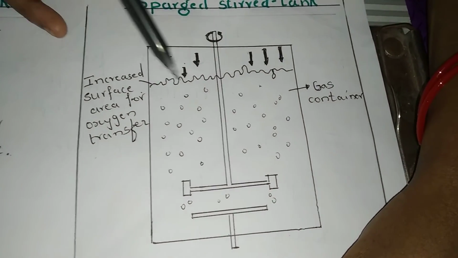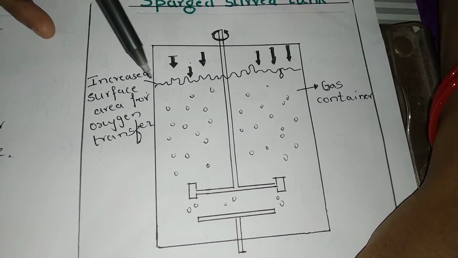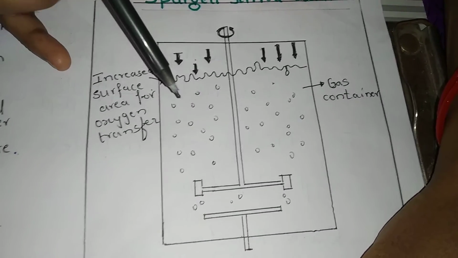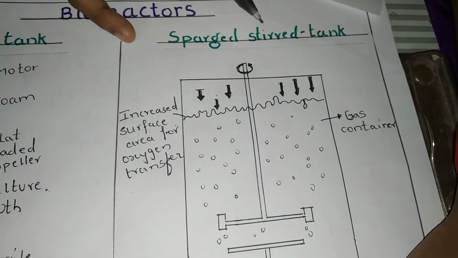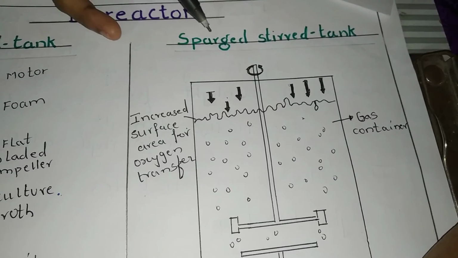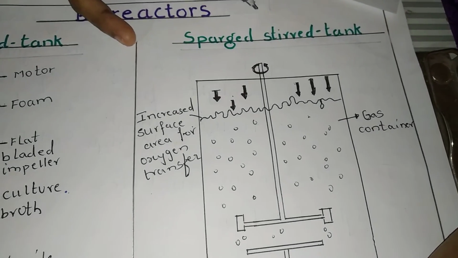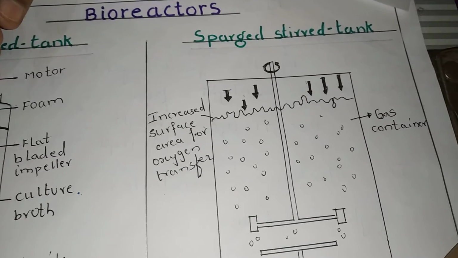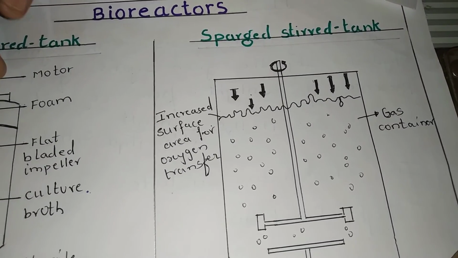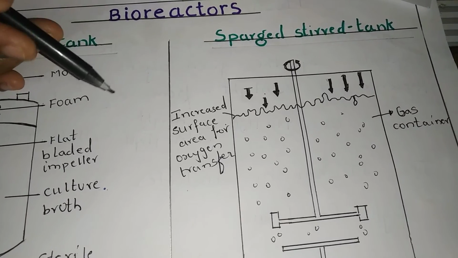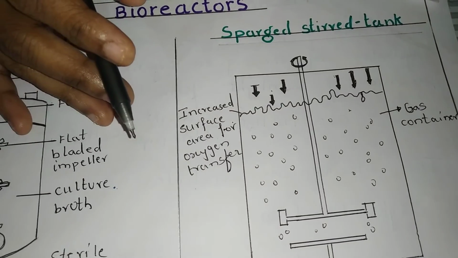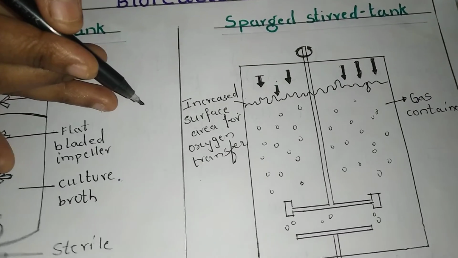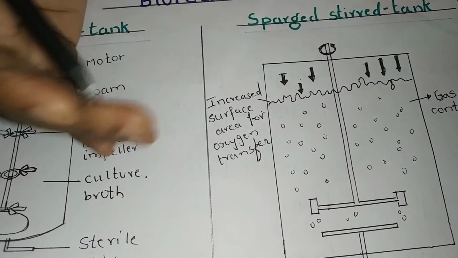Whereas in this system, we are going to introduce gas, as a result of which more bubbles will be produced and oxygen will be available. Such a tank we call the sparge stirred tank. All these bioreactors will have all the appropriate conditions like an oxygen delivery system, pH control system, foam control system, temperature control system, and sampling ports also will be present where small volumes of culture can be withdrawn periodically.